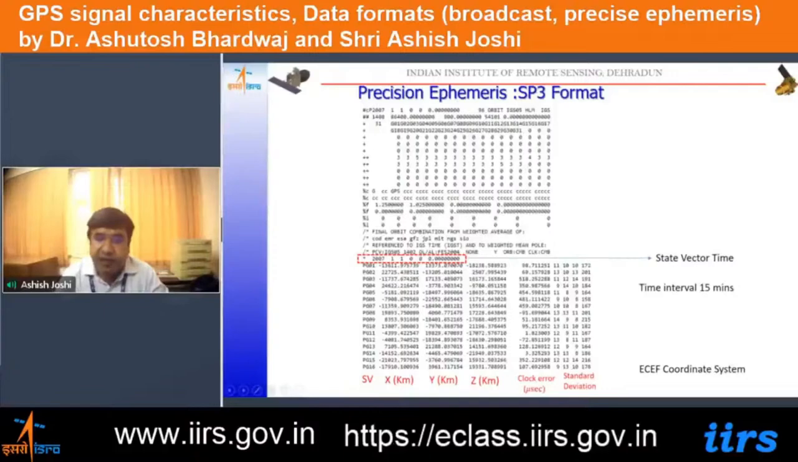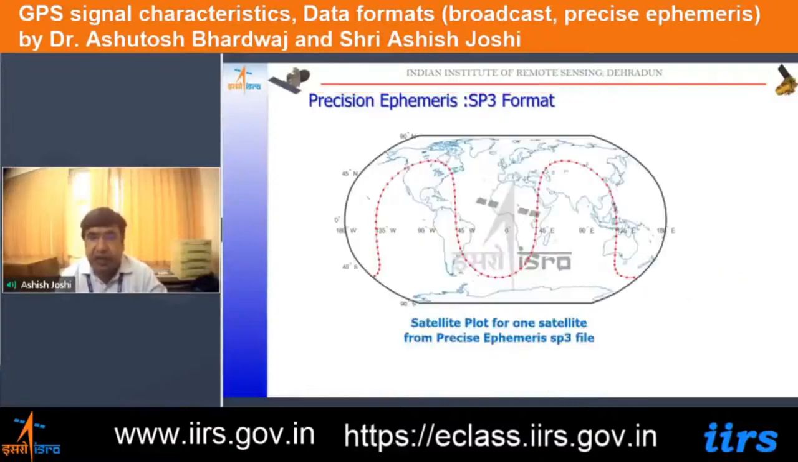So from that precise ephemeris we can have the X, Y, Z positions, and these positions are actually contained in the ECEF coordinate system. So at a particular time we have these positional values of the satellite. So every 15 minutes we have this orbit. For a particular satellite we have the precise ephemeris SP3 files. These are different positions.